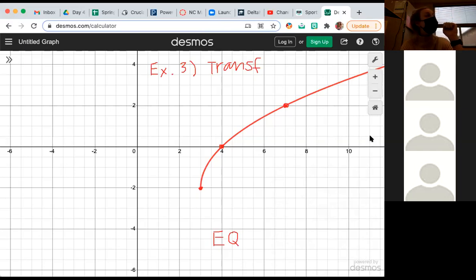Where should a square root function normally start? 0, 0. This one is not at 0, 0, which means we shifted it, right? So where did we shift this one? Right 3, very good. What else did we do to it? Down 2. Is anybody confused about how it's right 3, down 2? Look at the vertexes right here.